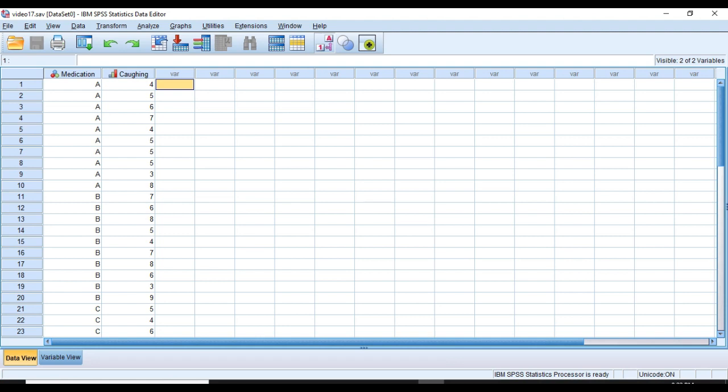And second, your independent variable should consist of two or more categorical independent groups. And here we have three different medications named A, B, and C, and 30 participants were randomly assigned to one of these three groups. And assumption number 3 says that you should have independence of observations, which means that there is no relationship between the observations in each group or between the groups themselves.